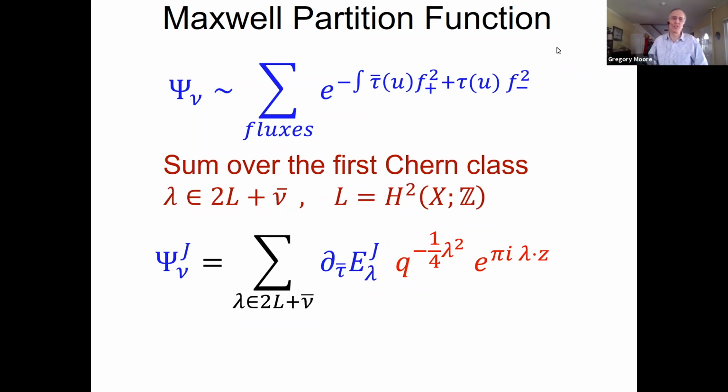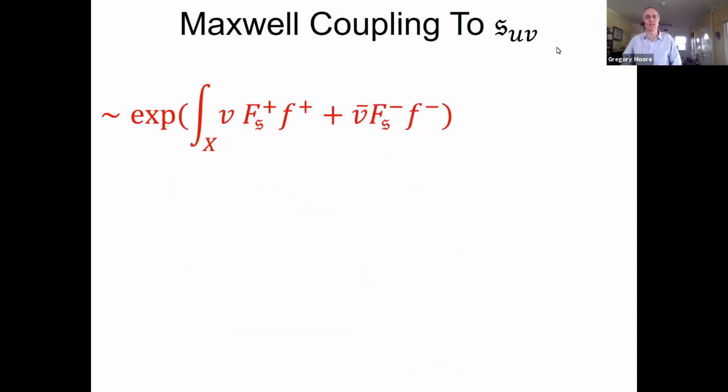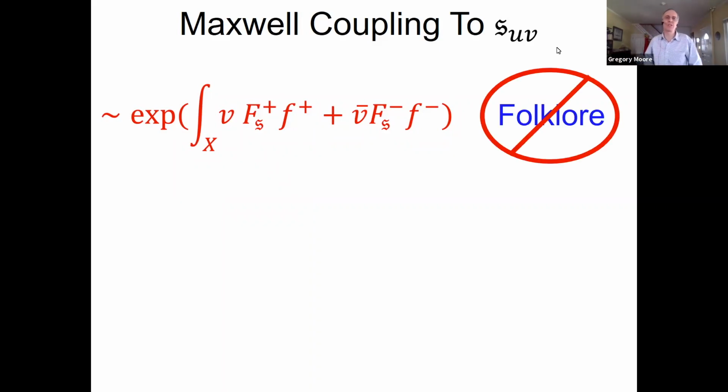Lambda is the first Chern class of the dynamical photon. Z is c_UV for the background spin-c structure times a function V, which I'll tell you more about on the next slide. So lambda dot Z is a coupling of the low energy photon to the background spin-c connection. And if you write it out in full glory, this is partially an answer to the question that Nadi was asking me about before. Here's the coupling of the background spin-c structure to the dynamical photon. As I was stressing, it violates some folklore.